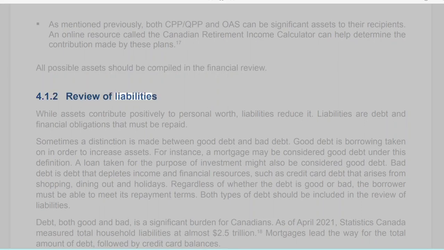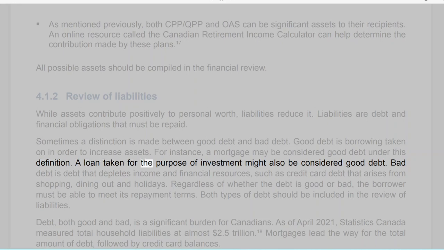4.1.2 Review of Liabilities. While assets contribute positively to personal worth, liabilities reduce it. Liabilities are debt and financial obligations that must be repaid. Sometimes a distinction is made between good debt and bad debt. Good debt is borrowing taken on in order to increase assets. For instance, a mortgage may be considered good debt under this definition.